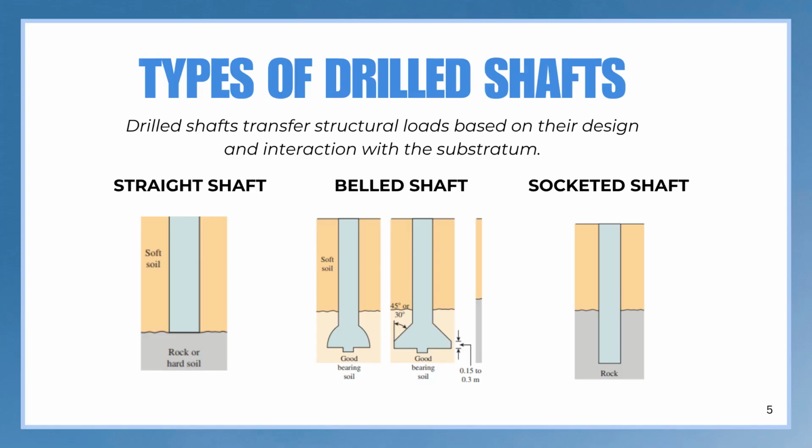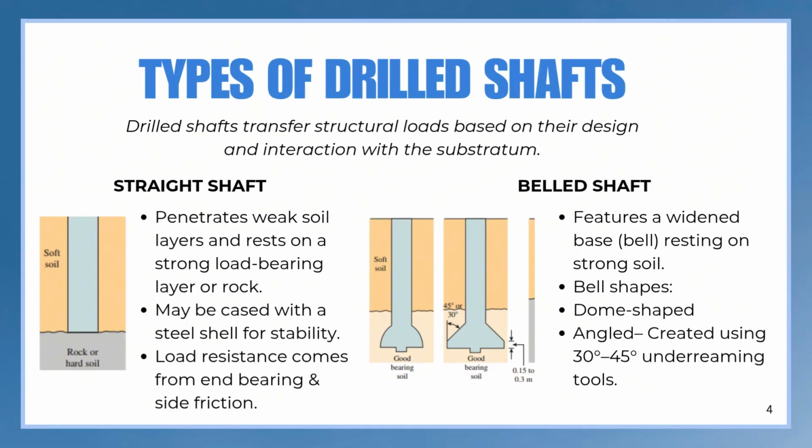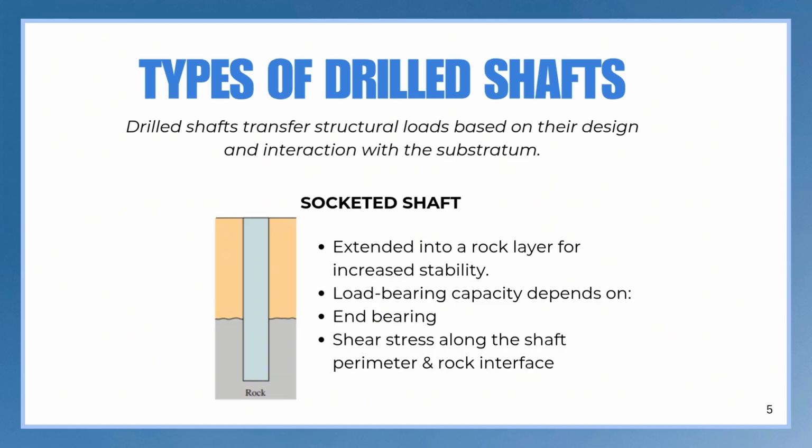There are three types of drilled shafts: the straight shaft, bell shaft, and socketed shaft. A straight type extends through weak soil and rests on a strong layer. Load is carried through end bearing and side friction. Also, it may be cased with a steel shell for stability. A socket type extends into rock layers for added stability. Load is resisted through end bearing and shear along the rock interface.